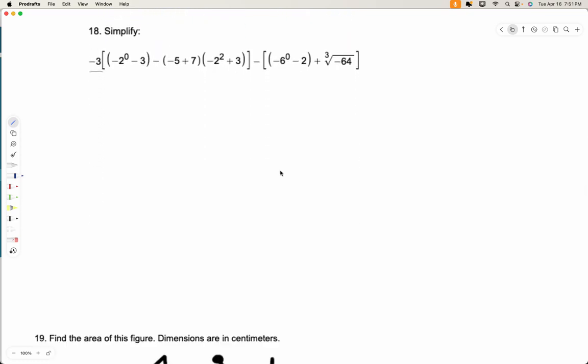All right, we're going to simplify this. This is 1. This is 1. This is 4. This is negative 4. Okay? Cube root of negative 64 would be negative 4, because negative 4 times negative 4 times negative 4 would equal negative 64. 2 times 2 is 4. Anything to the 0 is 1. Now I'm going to rewrite it.